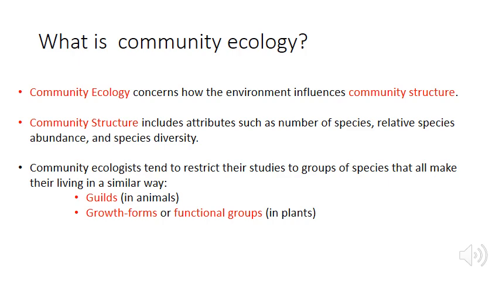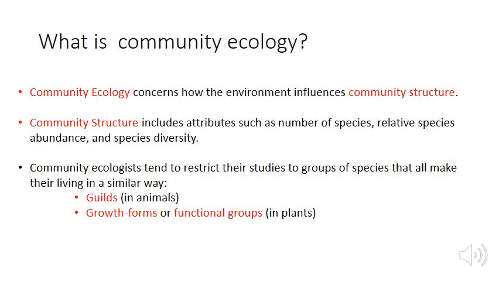So community ecology concerns how the environment influences community structure, and we'll talk about different elements of community structure throughout this lecture. So community structure includes attributes like the number of species in an area, the relative abundance of those species, and species diversity. And these things can all be measured in different ways.